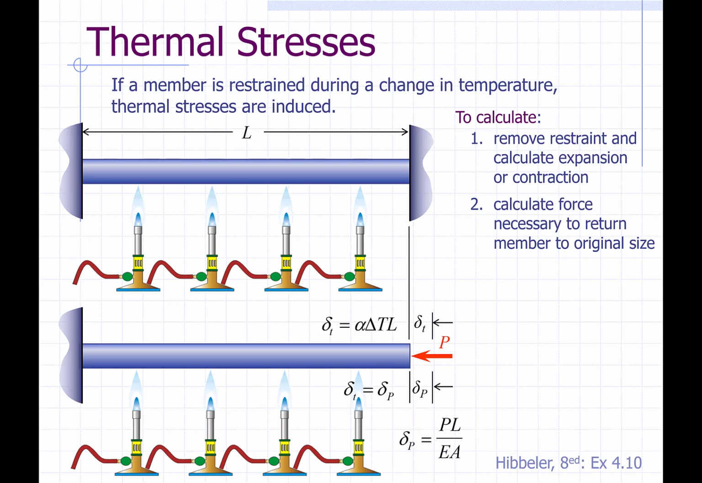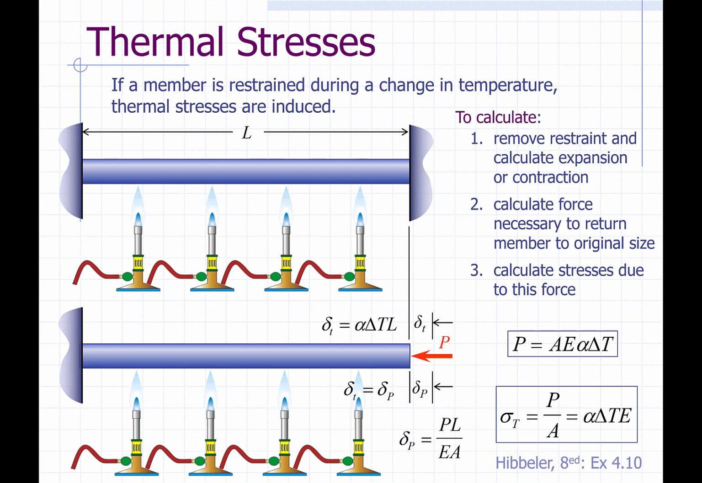We do have an equation already for delta P equals PL over EA, which we can combine with the equation delta T equals alpha delta T L, put them together, and we can determine that the load due to the temperature change is A E alpha delta T, or if we divide through by area, the stress or the thermal stress is equal to alpha delta T E.